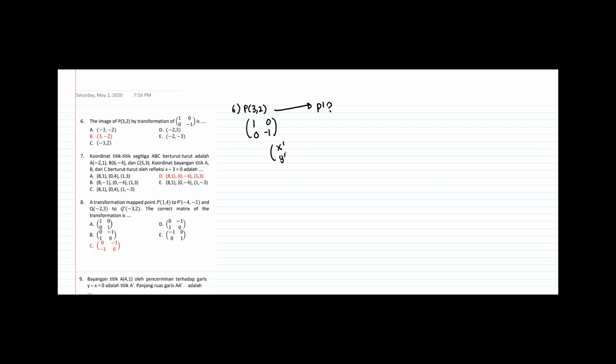We draw the chart first. X accent, Y accent equals (1, 0, 0, negative 1) times XY, right? Put the XY because we have the XY. Put the XY into the formula. It will become 3 and 2. So you multiply it: 3 and negative 2. So the image is (3, negative 2). That's for number 6. And then number 7.